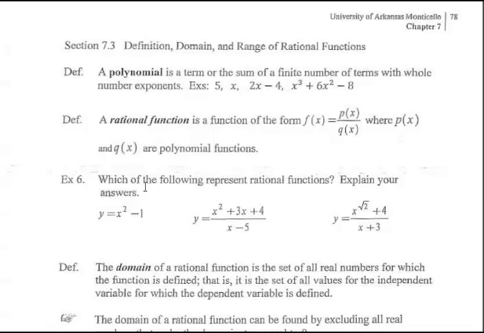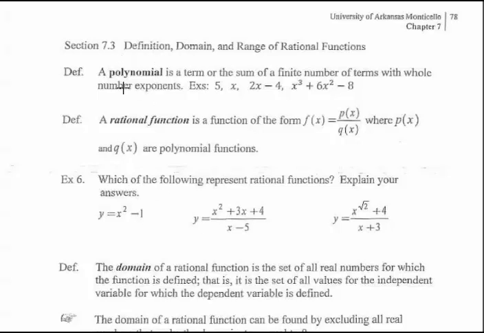So the point of that last page was that when you're dealing with fractions, i.e. rational numbers, you do not want to divide by 0. And so that's what we're going to avoid when we're talking about rational functions. So on the next page, page 78, we define a couple things in the beginning: polynomial and rational function.